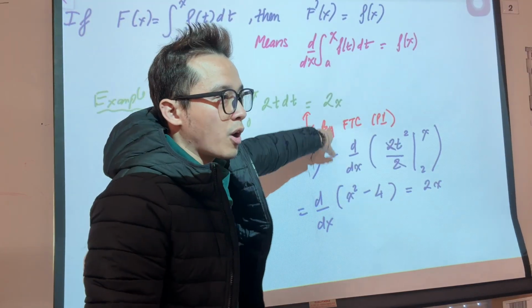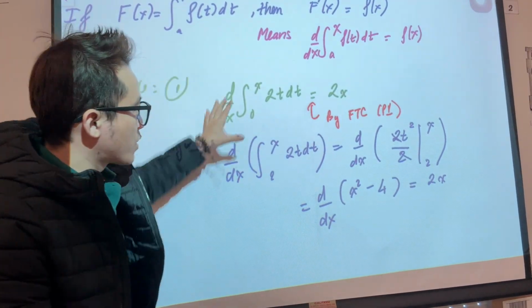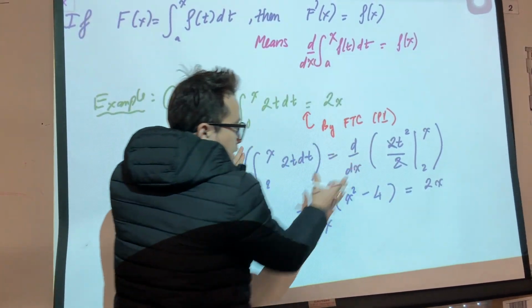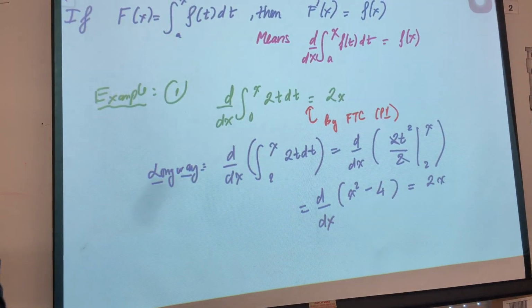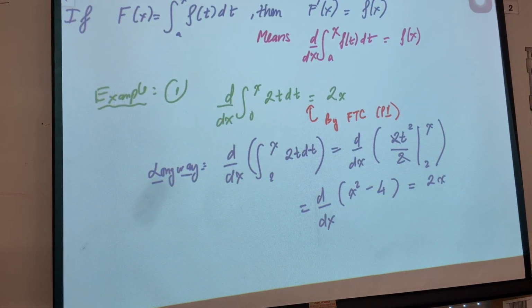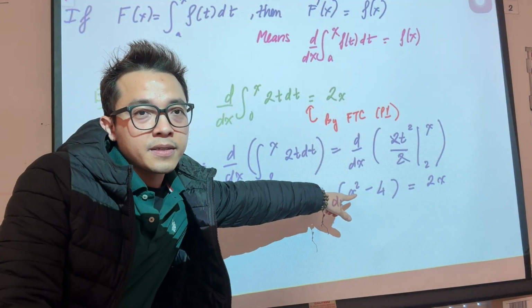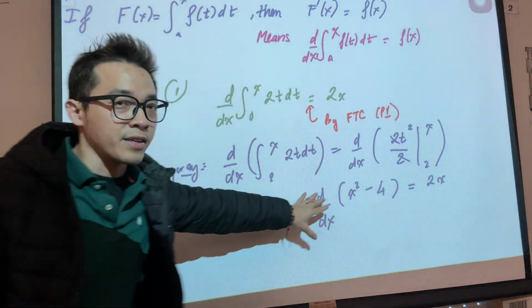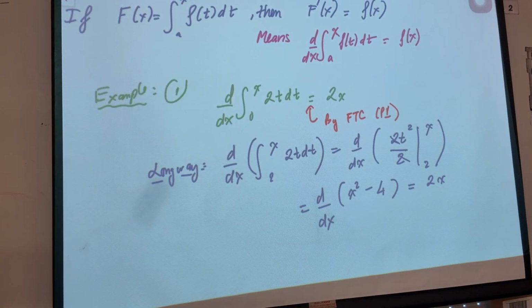Is it so short? With one way, by FTC, you got 2x already. If you know the long way, you don't do the FTC: you're gonna take the integral, and after you got the integral, you're gonna take the derivative. That's the long way. So that's the application of FTC. What is the derivative of 4? 0. Don't confuse derivative and integral. So that's the application of FTC.